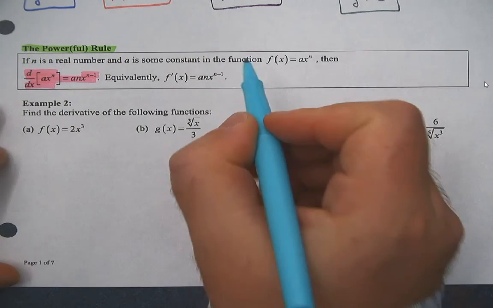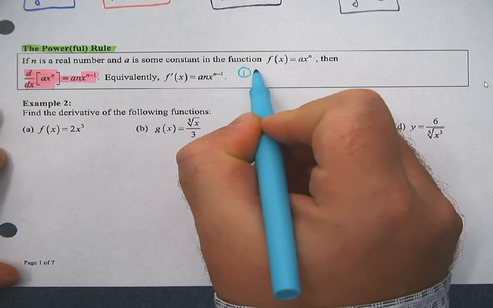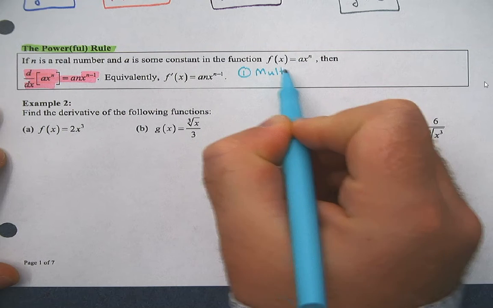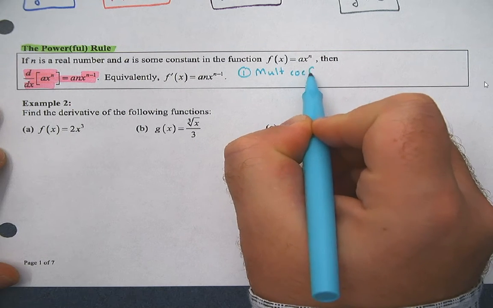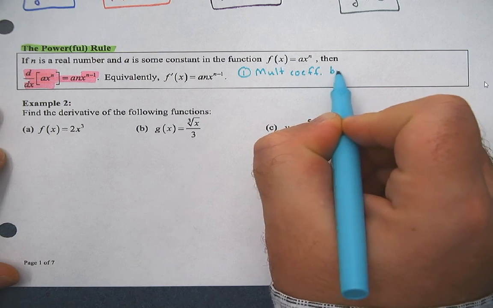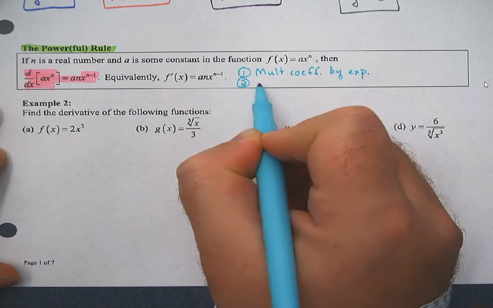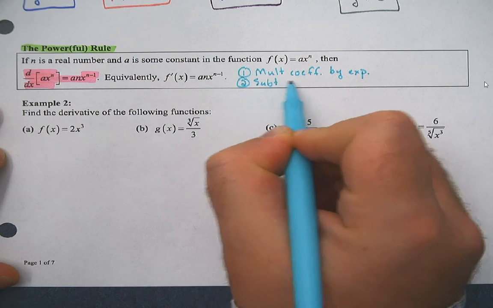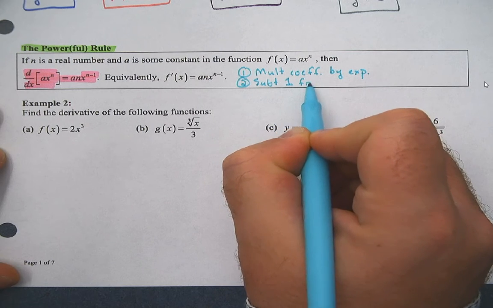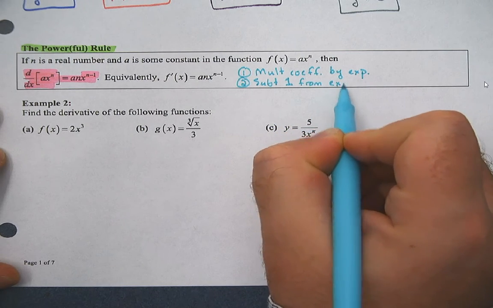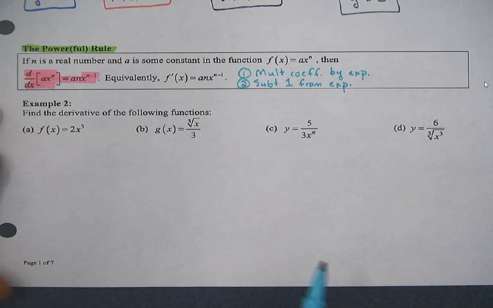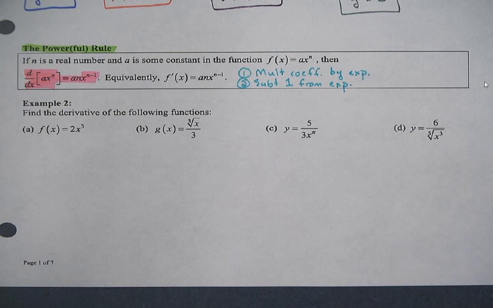That's the power rule. Number 1, multiply the coefficient by the exponent. Number 2, subtract 1 from the exponent. So there's your 2 steps. Multiply the coefficient by the exponent, and then subtract 1 from that exponent.